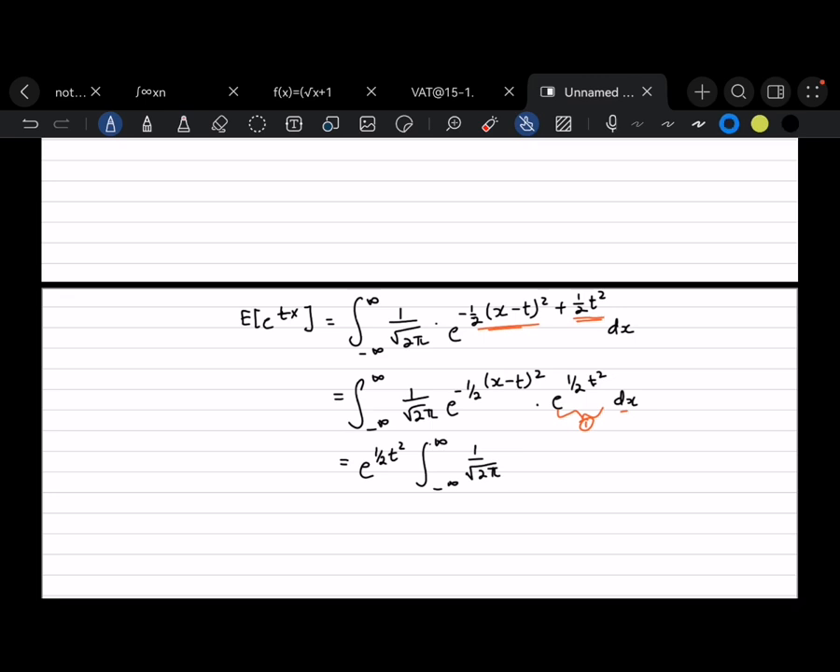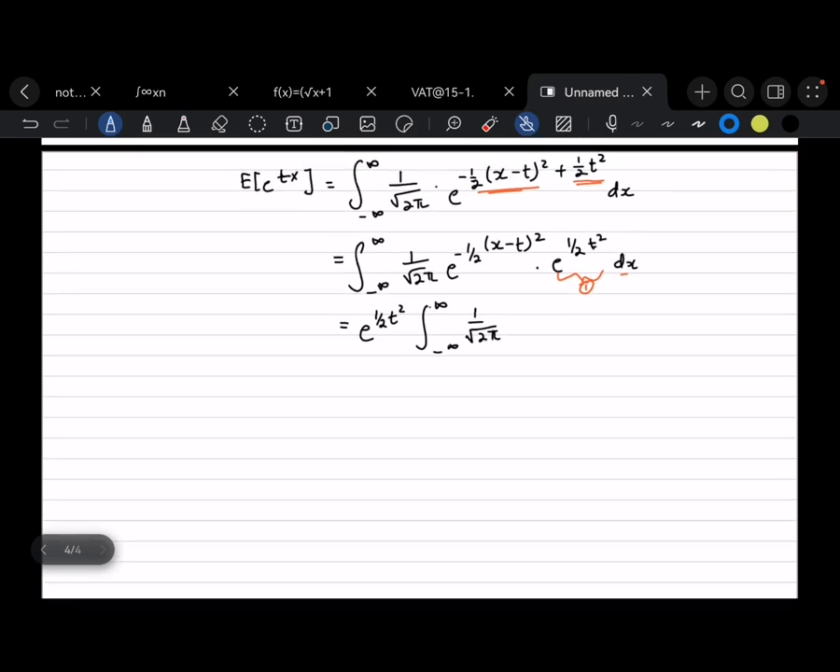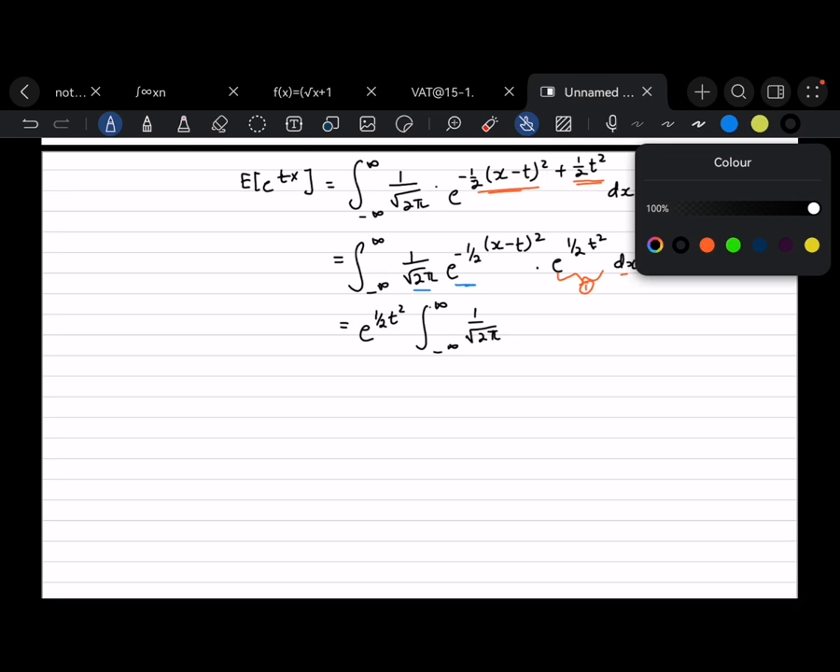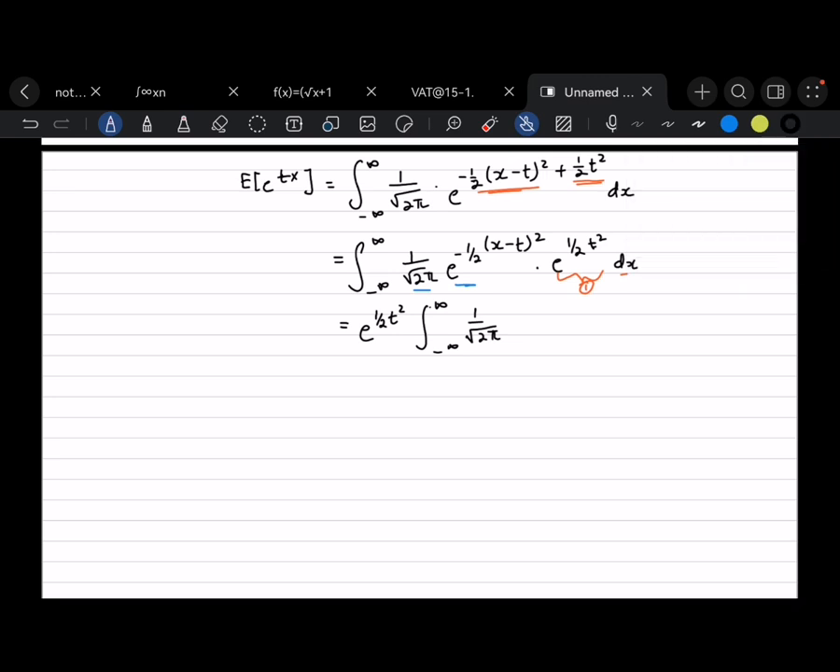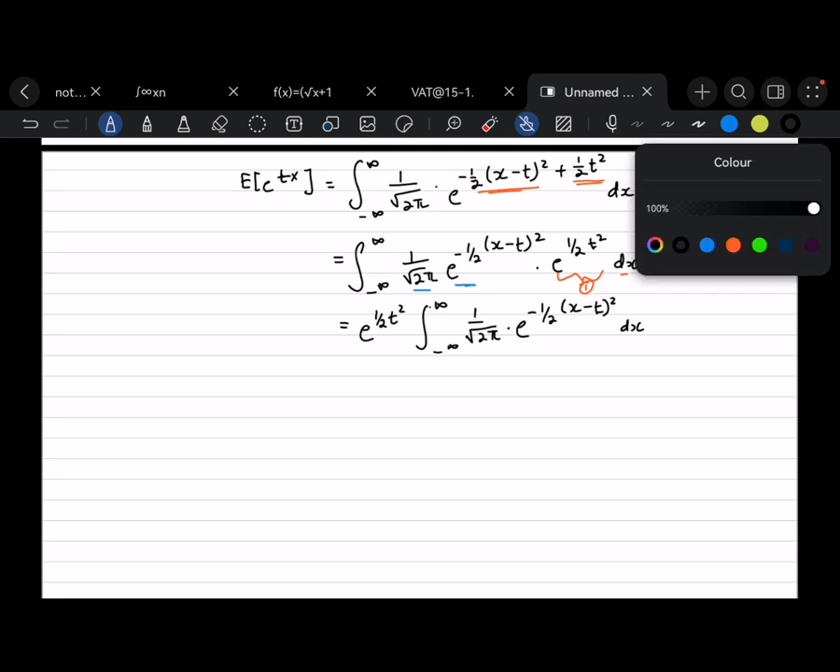So 1 over root 2 pi, and this e to the negative half times x minus t all squared. So times e to the negative half times x minus t squared. And then you have dx to show you are integrating with respect to x.